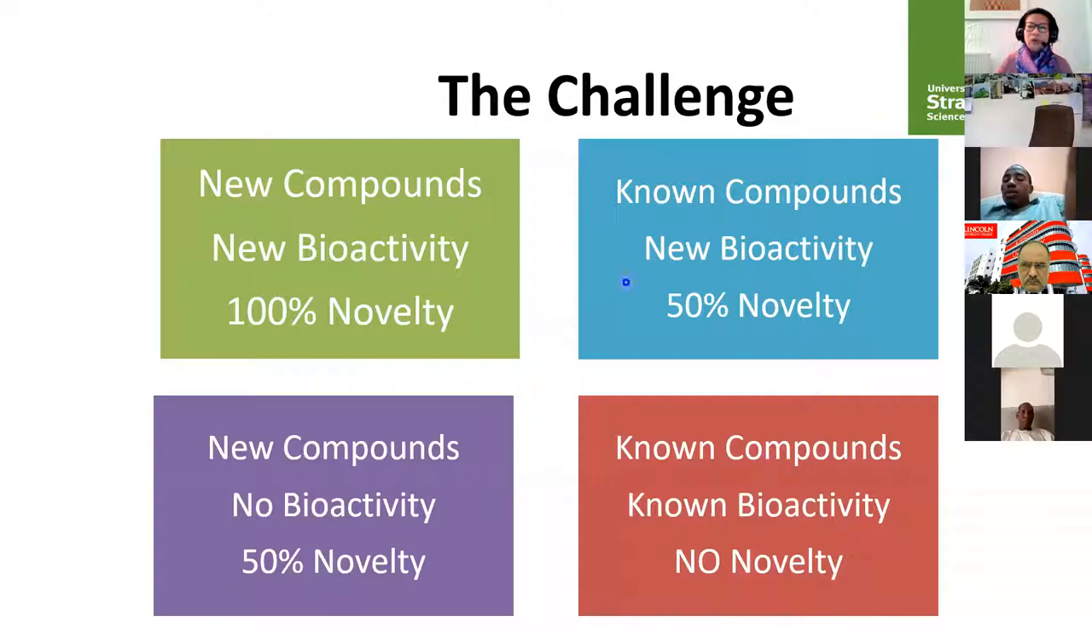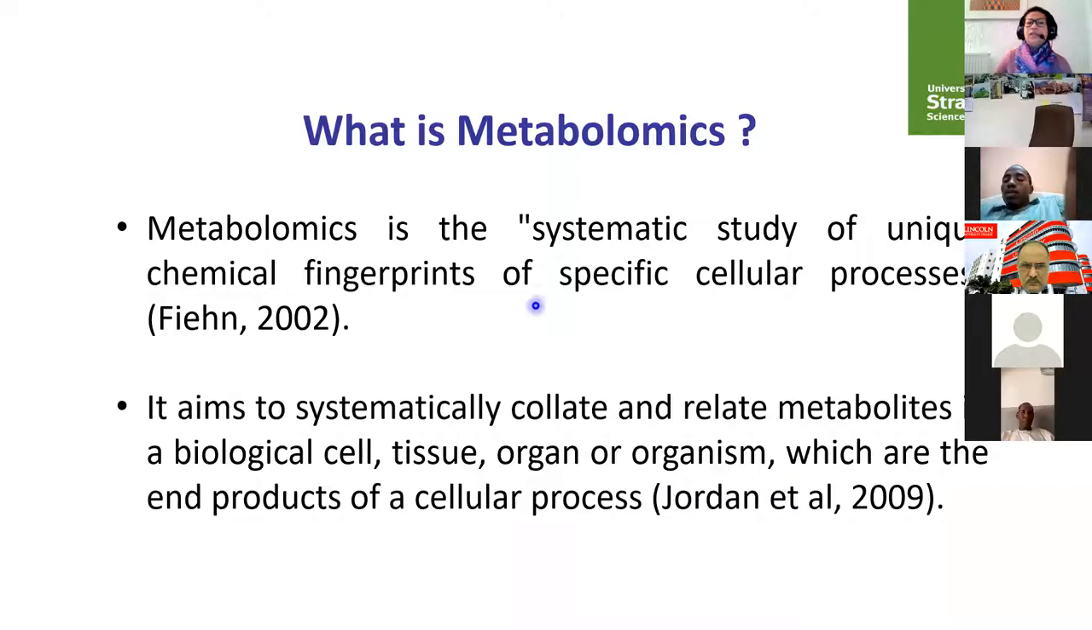So we think with all these challenges, the best way really to solve this is to do a metabolomics approach. So what is metabolomics? Metabolomics is the systematic study of unique chemical fingerprints that are a result of a specific cellular process. And this cellular process starts really from a biological cell. It goes up to a higher system called tissue, organs, and finally, we've got the entire organism. So basically what we are analyzing in metabolomics are the end products of a so-called cellular process.